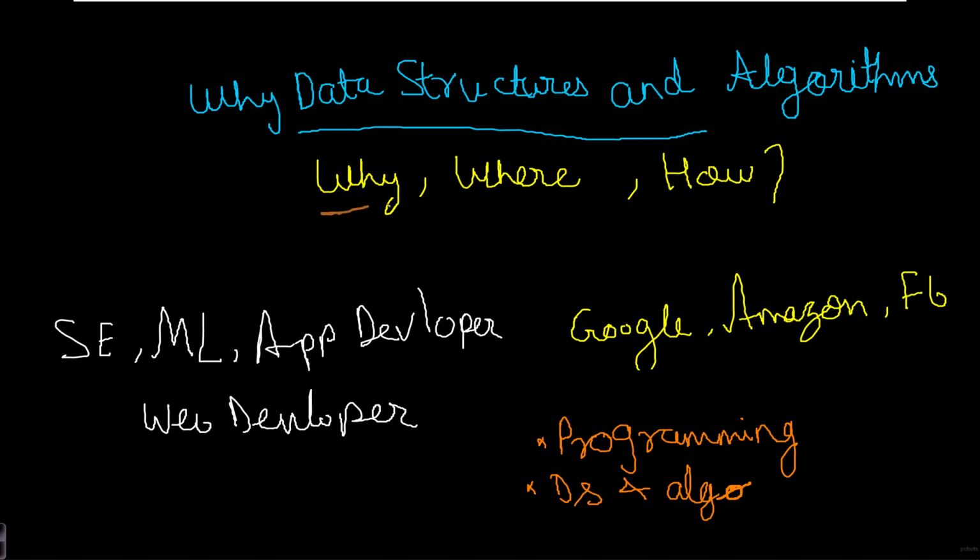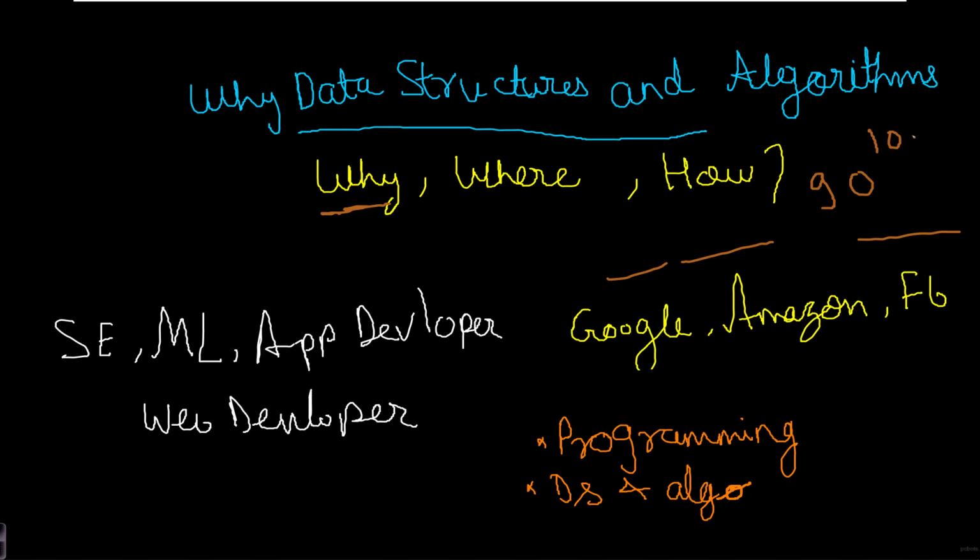To answer the question why: if you are applying for any product based company like Google, Amazon or Facebook, all these companies ask about 90% data structures and algorithm in their interview, and the rest 10% revolves around your basic operating systems and SQL questions. These companies use data structure and algorithm to provide so much efficiency in their results.